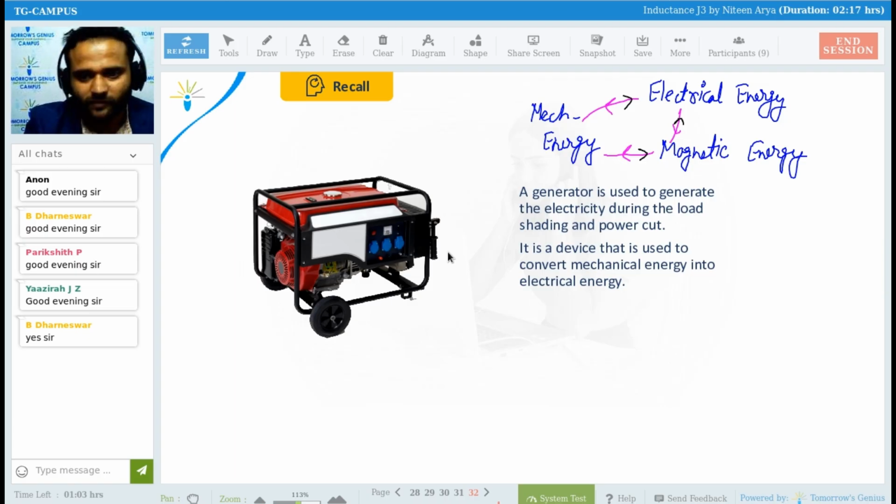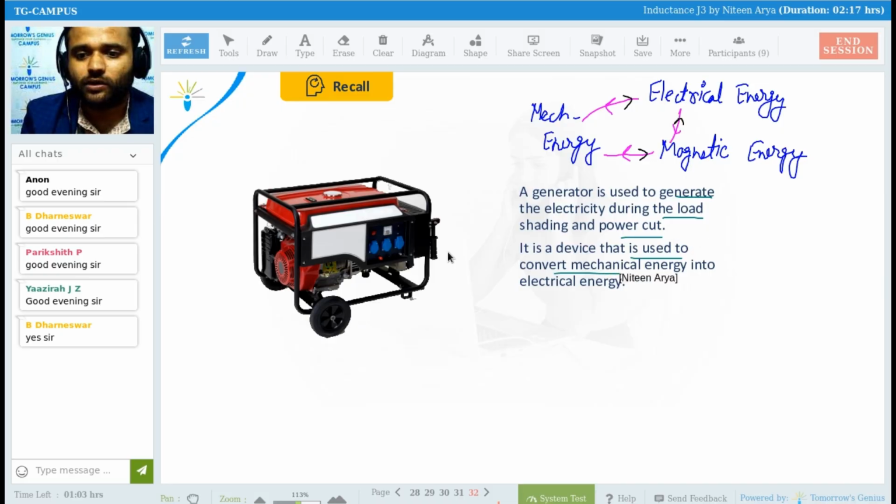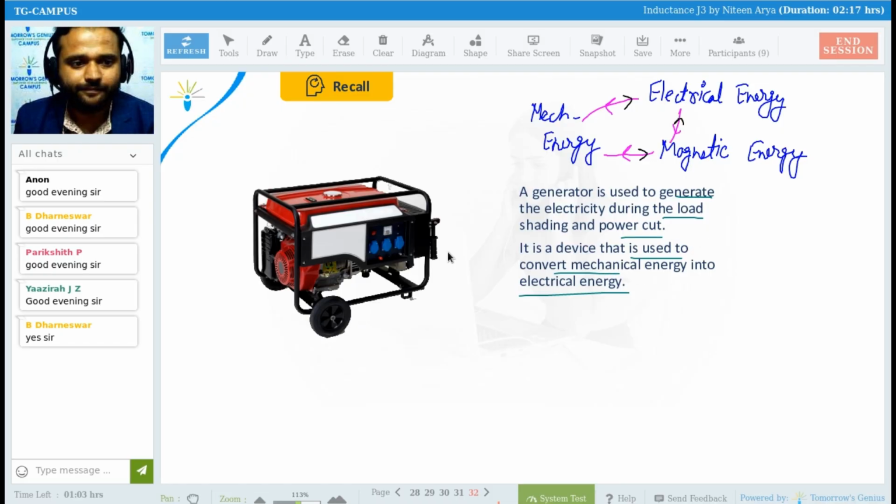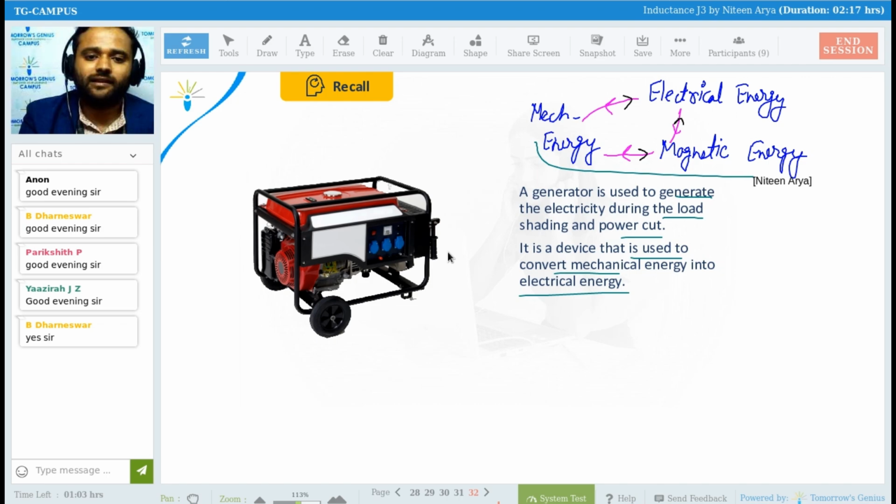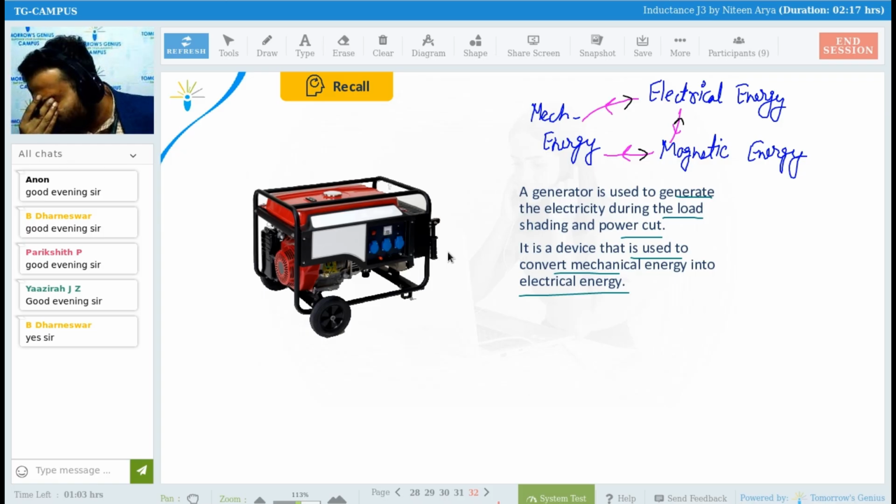Clear, everyone? Okay. So a generator, everyone knows this. This is an AC generator basically. A generator is used to generate electricity during load shedding and power cuts. It is a device that is used to convert mechanical energy into electrical energy. Clear? But how? It does not convert directly. Mechanical energy converts into electrical energy only and only in the presence of a magnetic field. If you do not provide the magnetic field, that is not going to fulfill the criteria. How and why, we are going to discuss in this lecture.